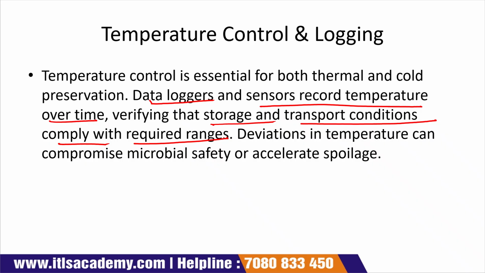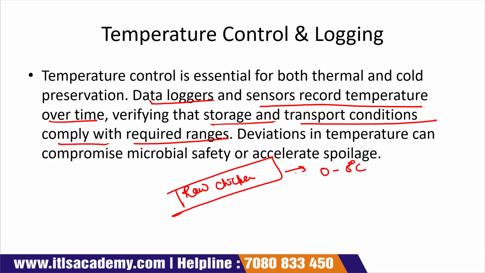Suppose that you have raw chicken. Now you have to store that raw chicken at 0 to 5 degrees Celsius, and you can store it for around 48 hours. Okay. Now the second thing is that if you cook this raw chicken, then you have to cook it until the core temperature of the chicken reaches 85 degrees Celsius. This is the core. Okay.